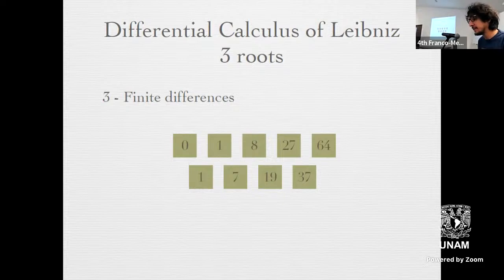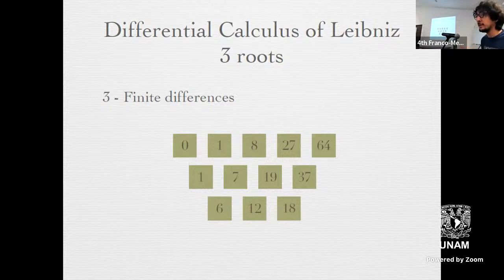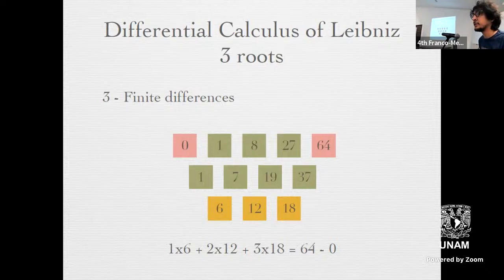Another property that you can find is that you can obtain the extremal by the second difference, not the first difference. That's a property that Leibniz discovered very early, in a very early period in Paris. So here, for example, if you sum 6, 12, and 18, but you have to multiply each term by the natural numbers. So 1 multiplied by 6, 2 multiplied by 12, 3 multiplied by 18, you obtain the difference.